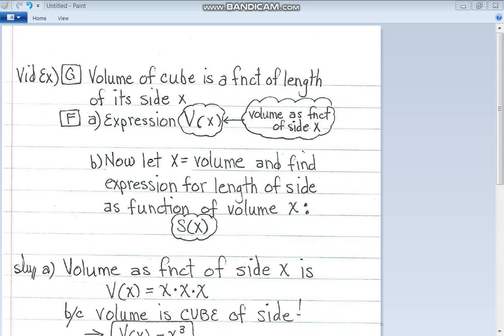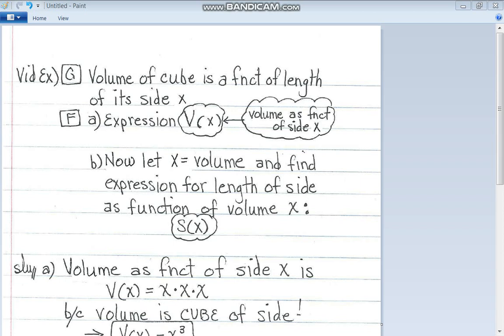Okay, an application problem with inverses. Given the volume of a cube is a function of its side length x, find an expression for the volume as a function of the side x.